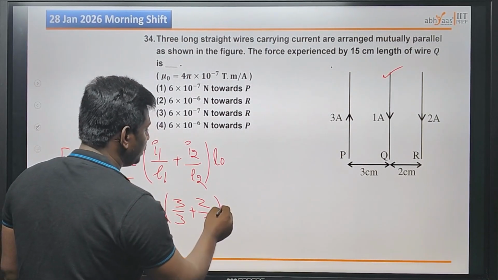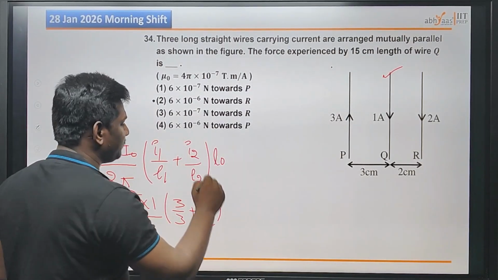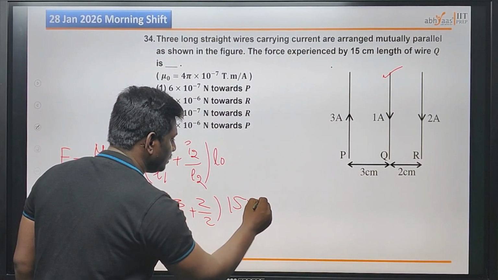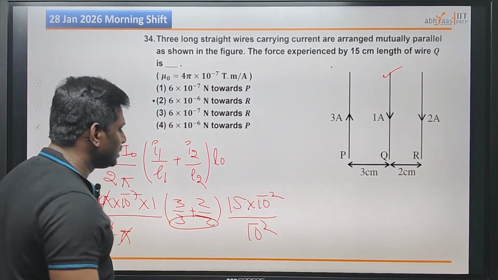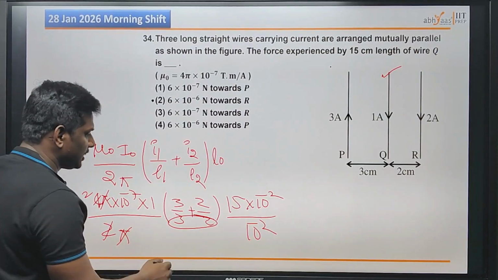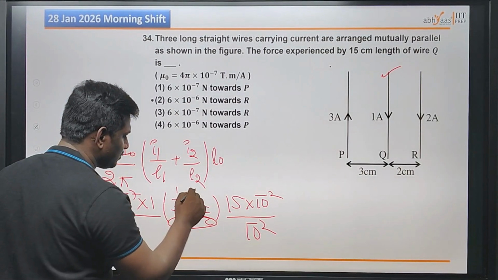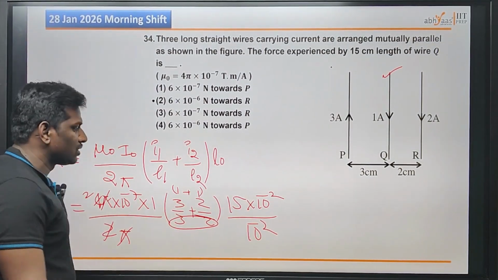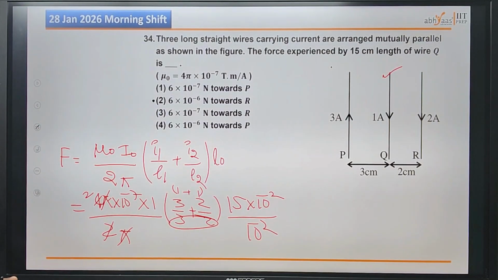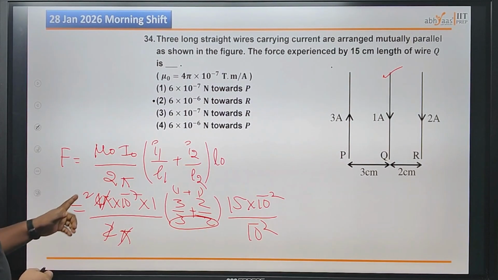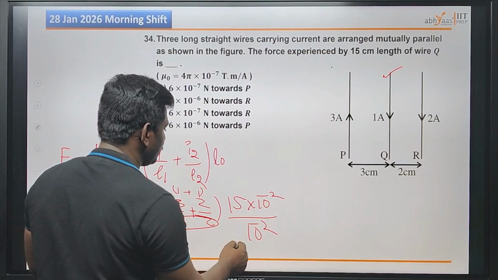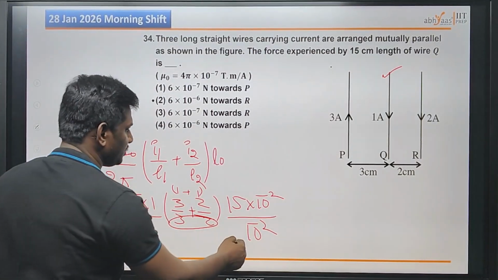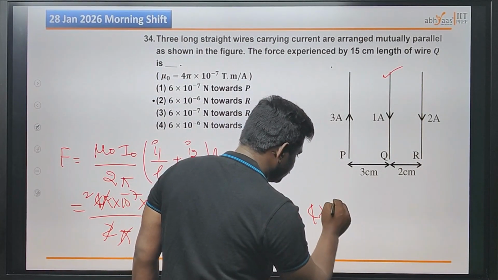2 into L0, that is 15 centimeters. You have to convert that into meters, so I am writing 10 to the power minus 2 because these two are in centimeters. So see here, this is 1, this is 1, 1 plus 1, 2. One more 2 is there. 2 2s are 4. So 4 into 15.